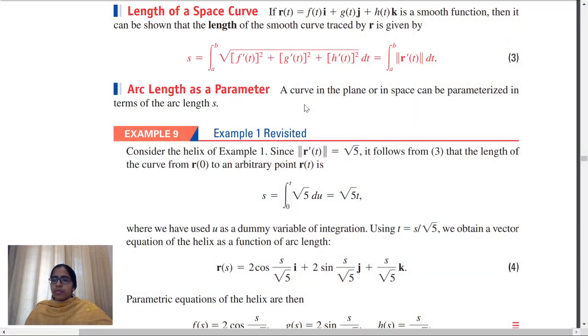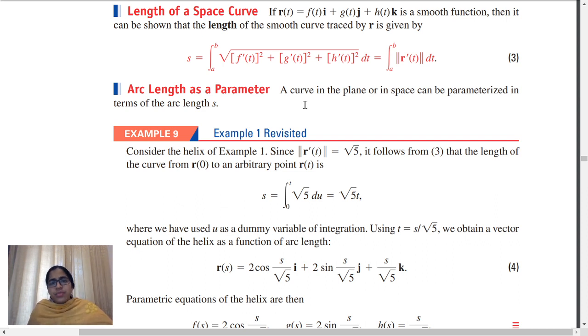So let us move on to the final portion of our section 9.1. In this section, we are going to discuss using arc length as the parameter of the vector function. Till now we had studied using t as the parameter of a particular function, and now we are going to consider the arc length to be the parameter of the vector function.